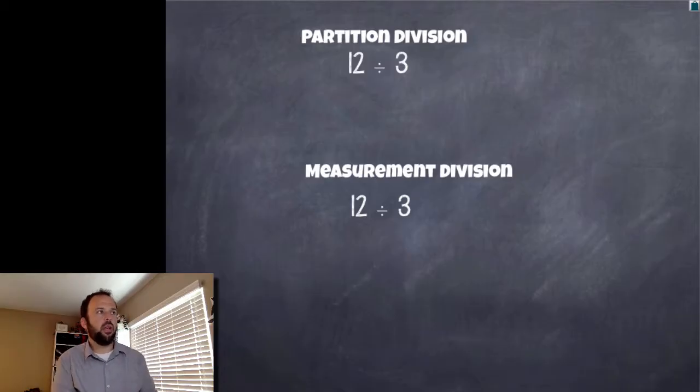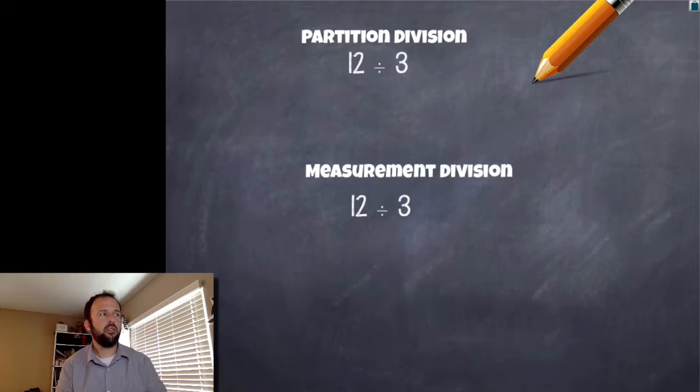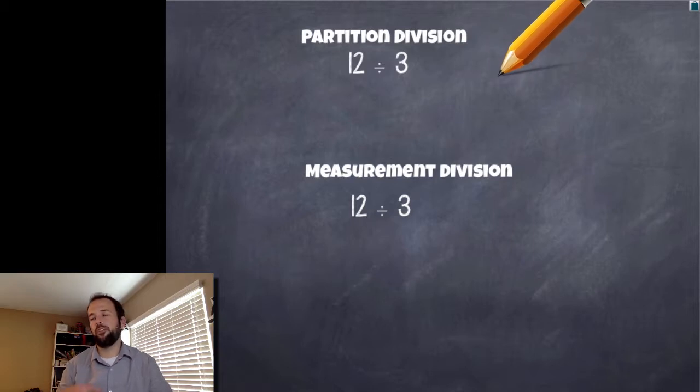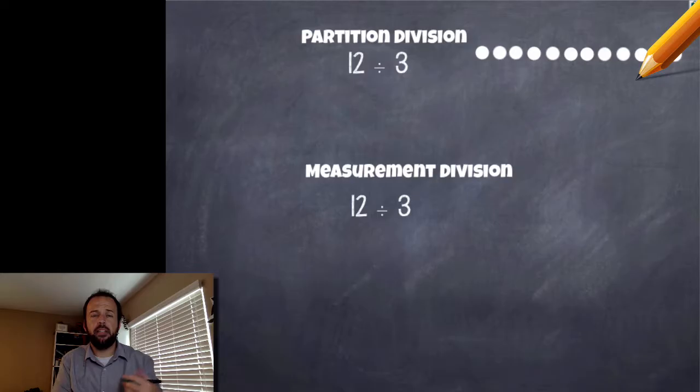Okay, so I have two problems here. Actually, the same problem, I just have it twice. I have 12 divided by 3, and we're going to do it once using partition division and then again using measurement division. When I see 12 divided by 3, the first thing I do with the partition method is draw out 12 of something, whether it's 12 circles or 12 dots or 12 rectangles. So let me do that real quick. Okay, so now I have my 12 dots here. That's what I'm starting with.